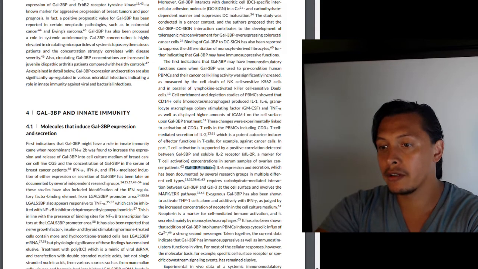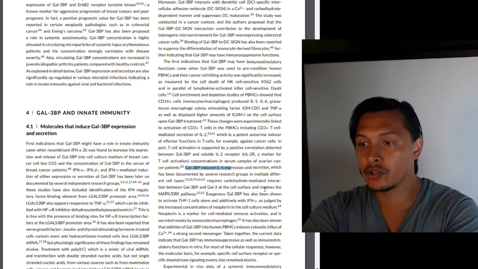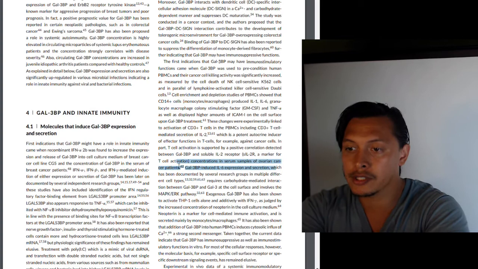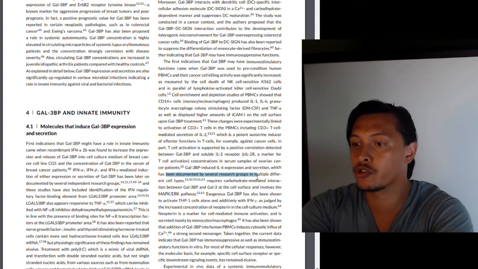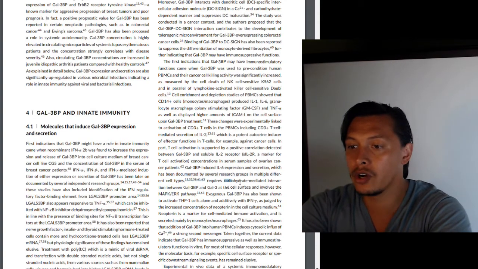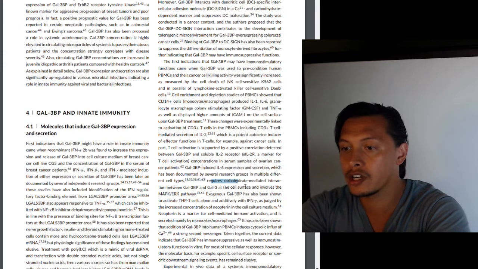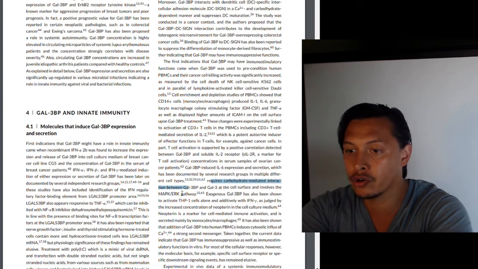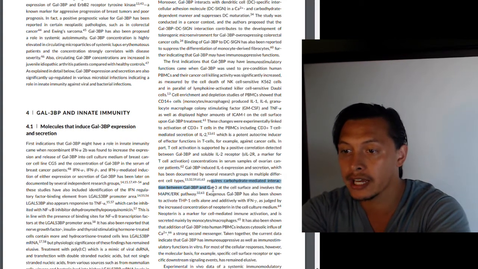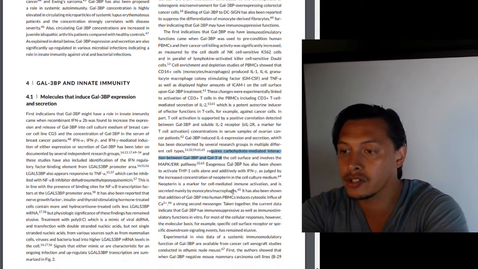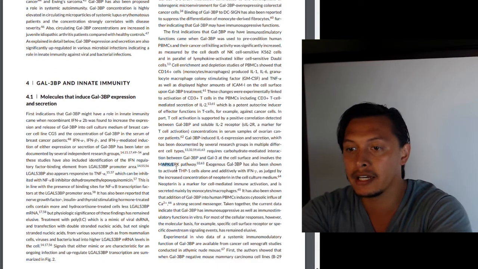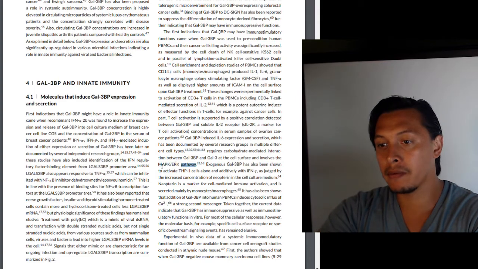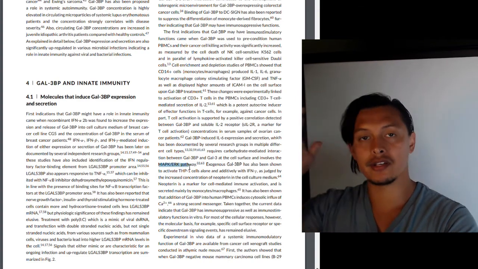Gal-3 binding protein induced interleukin-6 expression and secretion, which has been documented by several research groups in multiple different cell types. It requires carbohydrate-mediated interaction between Gal-3 binding protein and Galectin-3 at the cell surface, and involves the MAPK and ERK pathways. These are just pathways that are within the cell.